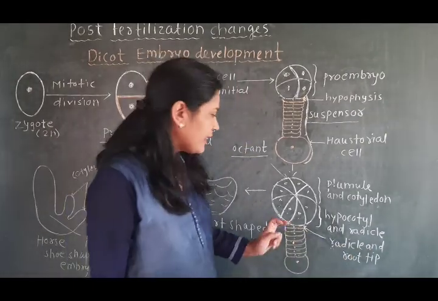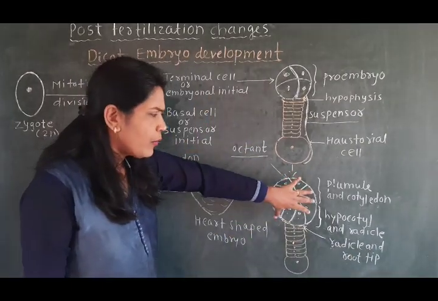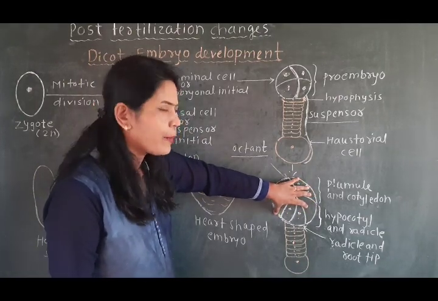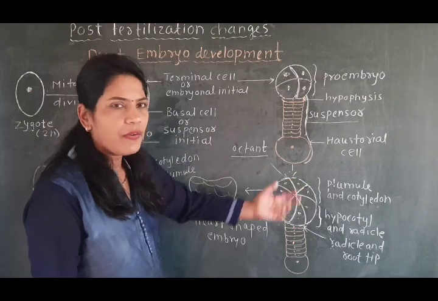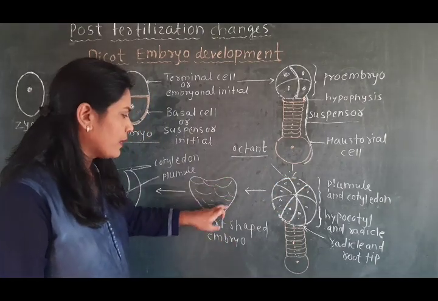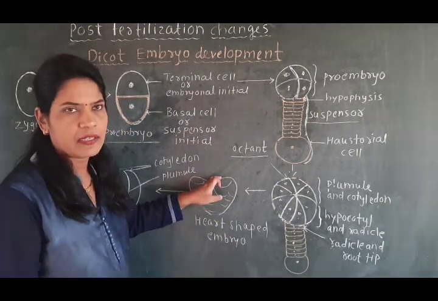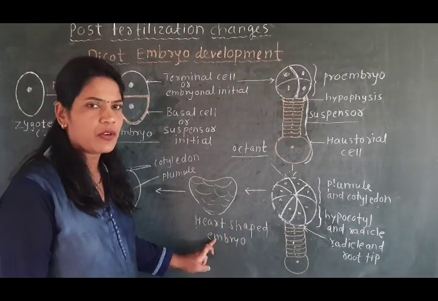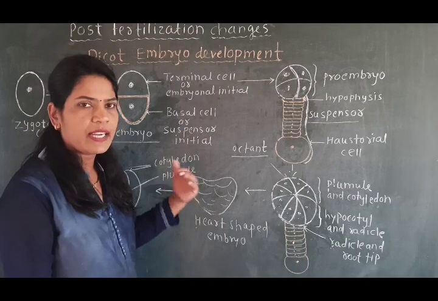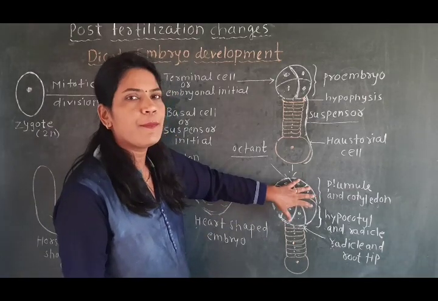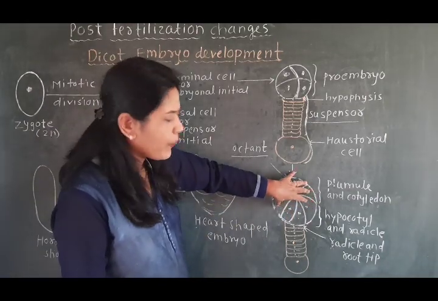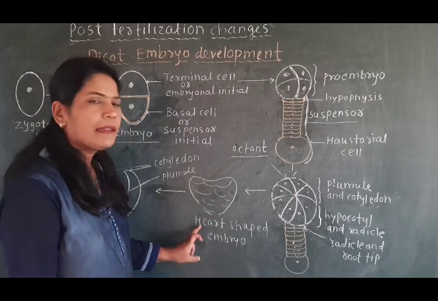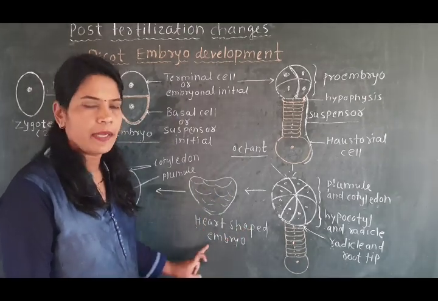Then what happened next? Concentrate on this embryo part only. This embryo, by further division, forms a heart-shaped structure. Now we are discussing only the embryo part. So the embryo by further division forms the heart-like structure, which is called the heart-shaped embryo.